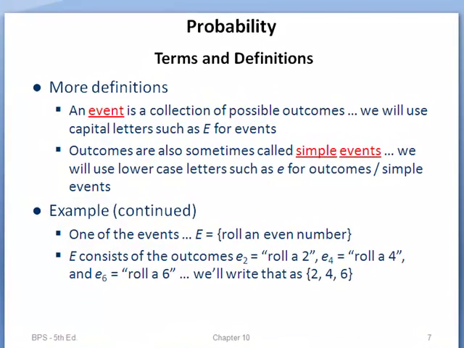An event is a collection of possible outcomes. We'll use a capital letter to describe events. So, for example, the capital letter E. Outcomes are also sometimes called simple events. We'll use lowercase letters such as little e for outcomes or simple events. So one of the events, E, for rolling this die, could have been to roll an even number. And E consists of these outcomes, rolling a 2, a 4, a 6. Those would be the different outcomes of that particular event, an even number on the die.